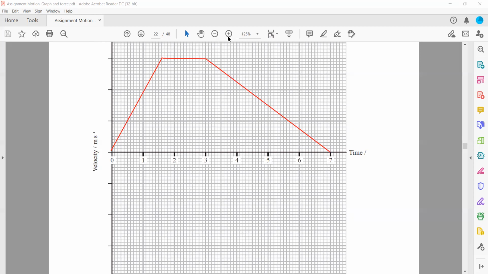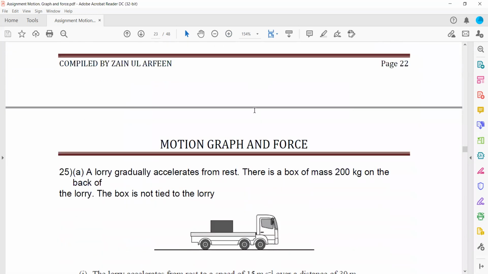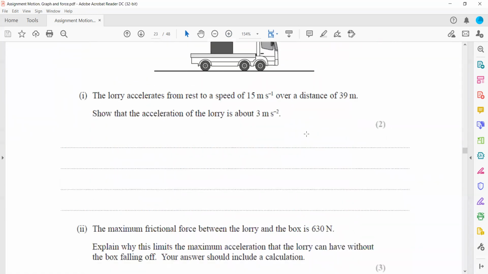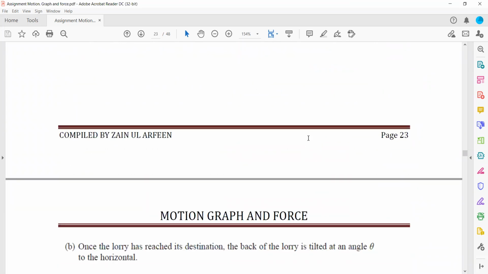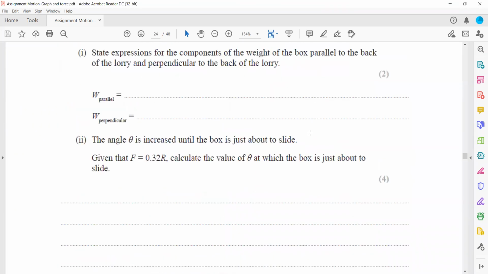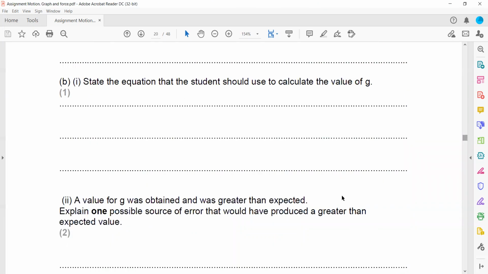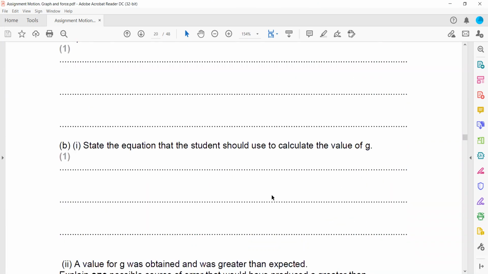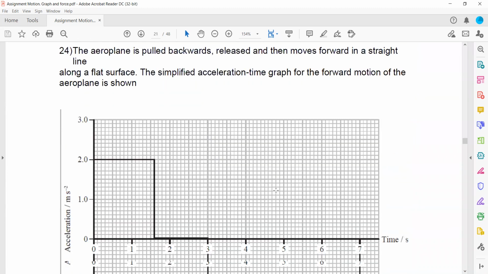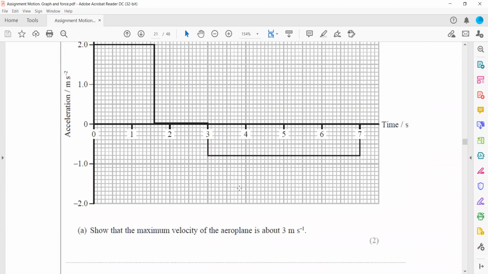The next one is question 31 A2 and BC. What is the maximum velocity? Show that the maximum velocity is 3.2. So how to work out the maximum velocity?